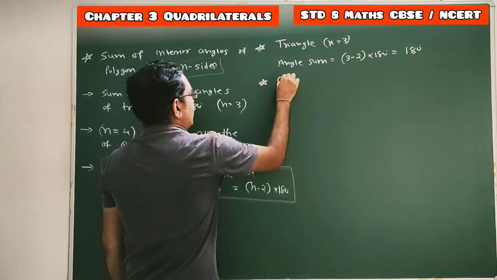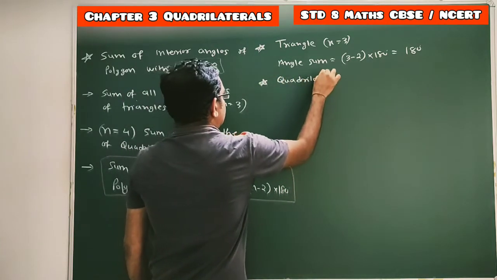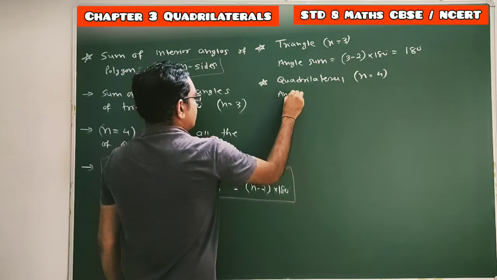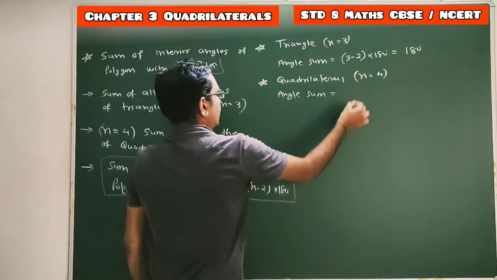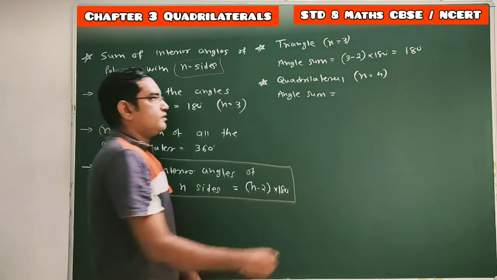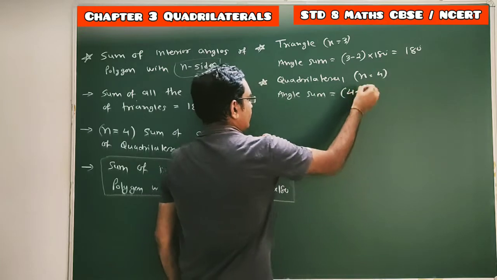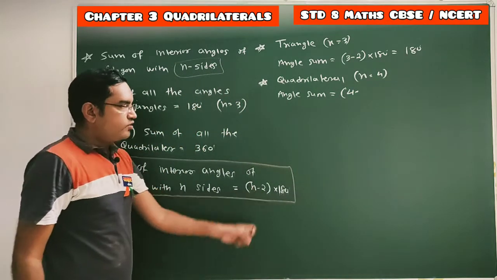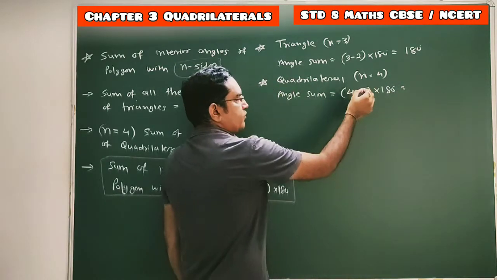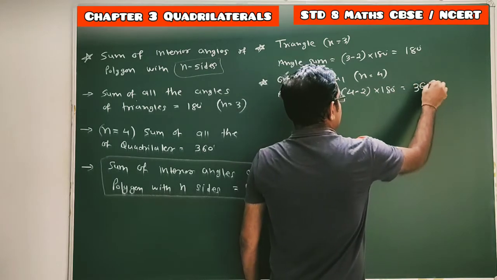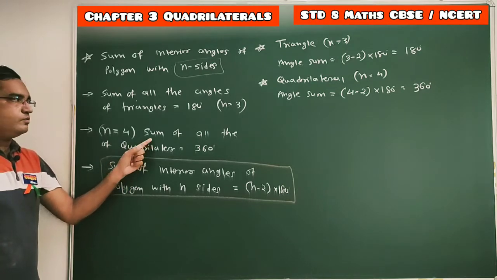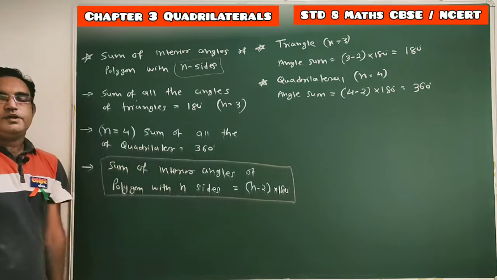Now for a quadrilateral, we can say a total of 4 sides are there. So for a quadrilateral, the sum of the measures of all the interior angles is always, put n equal to 4, (4 minus 2) into 180 degrees. 4 minus 2 is 2, into 180, so it's 360 degrees. So for a quadrilateral, the sum of the measures of all the interior angles is always 360 degrees.